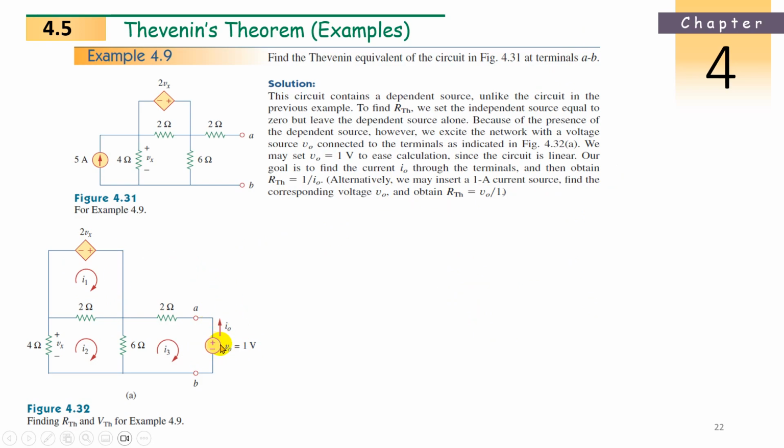Okay, I applied the voltage source. Now check the loop analysis. How many loops do we have now? 3 loops. So what is I1? I1 is leaving the plus terminal, entering the minus terminal. So I1 is equal to minus 2Vx.